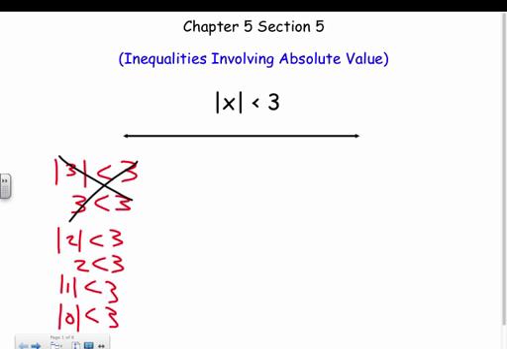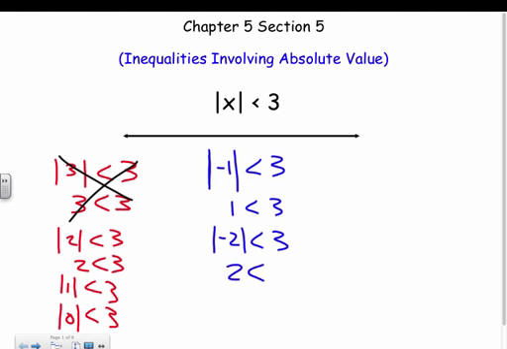What about some negatives? Can I do some negatives? Well, let's just go to -1 right away. Absolute value of -1, is that less than 3? Well, the absolute value of -1 is a positive 1, and that's less than 3, so I'm good. Same thing with -2. Absolute value of -2 is a positive 2, and that's less than 3, so that works. Well, if I go to the absolute value of -3, that's 3, isn't it? And 3 is not less than 3, so this does not work.